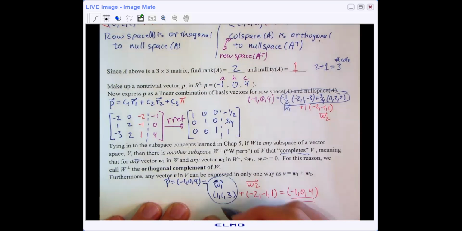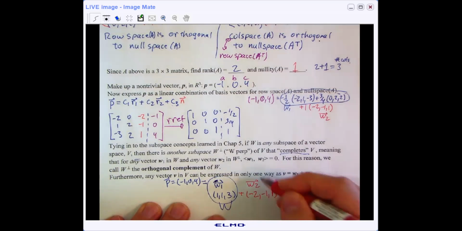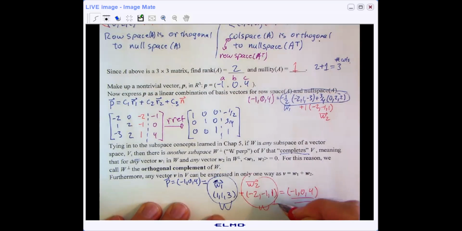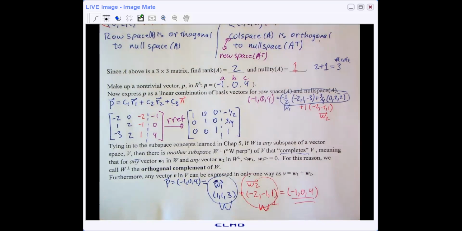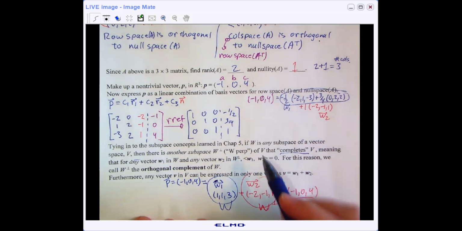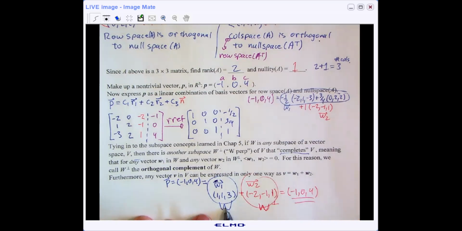Okay, so that's what we mean when we say that they complete each other. Something in the W space plus something in the W perp space, the orthogonal complement, together makes anybody in the entire space. And again, notice that anything in W is orthogonal to what's in W perp: -2 minus 1 is -3, plus 3 is 0. So that's why we call these orthogonal complements to each other.